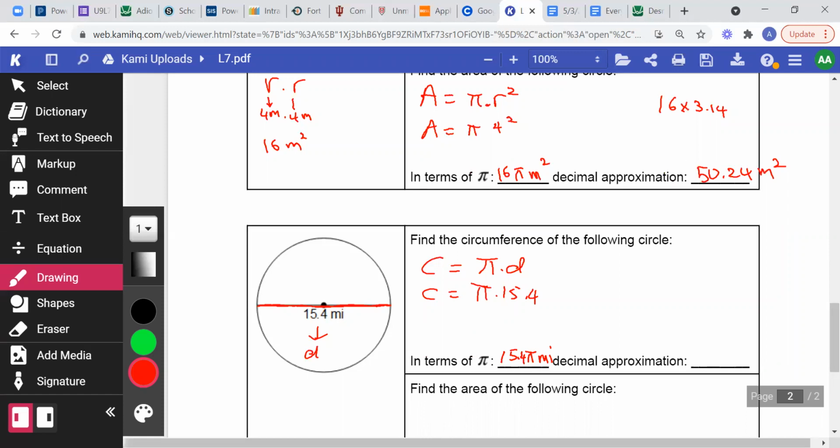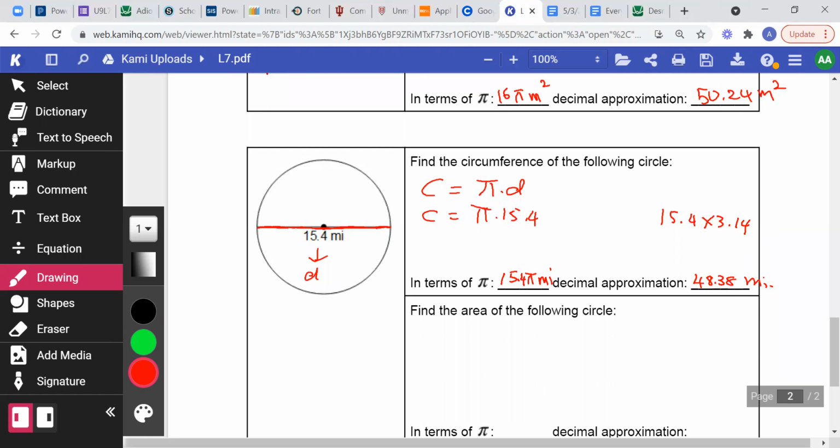And in approximation, the approximation in decimal form, it's going to be 15.4 times 3.14. And what is 15.4 times 3.14? Okay, so 48.38 miles.